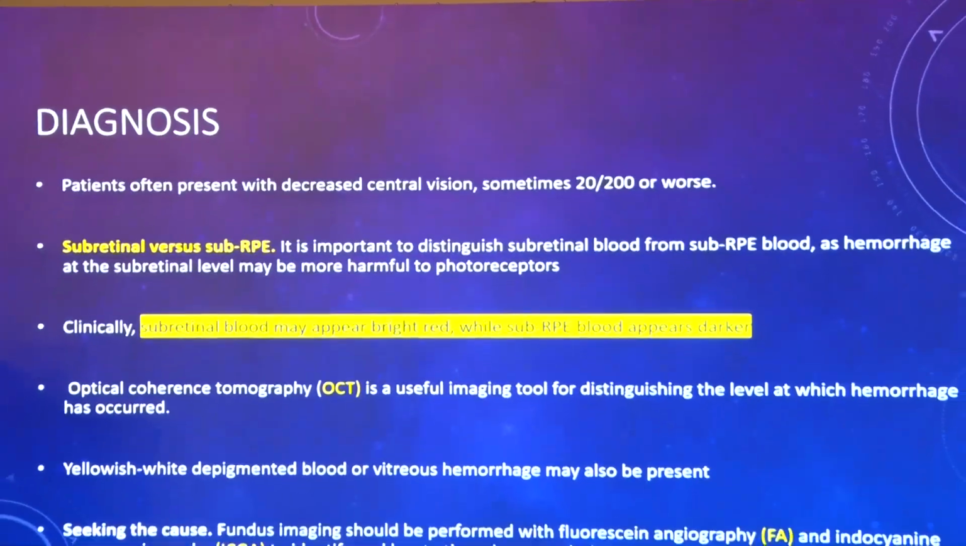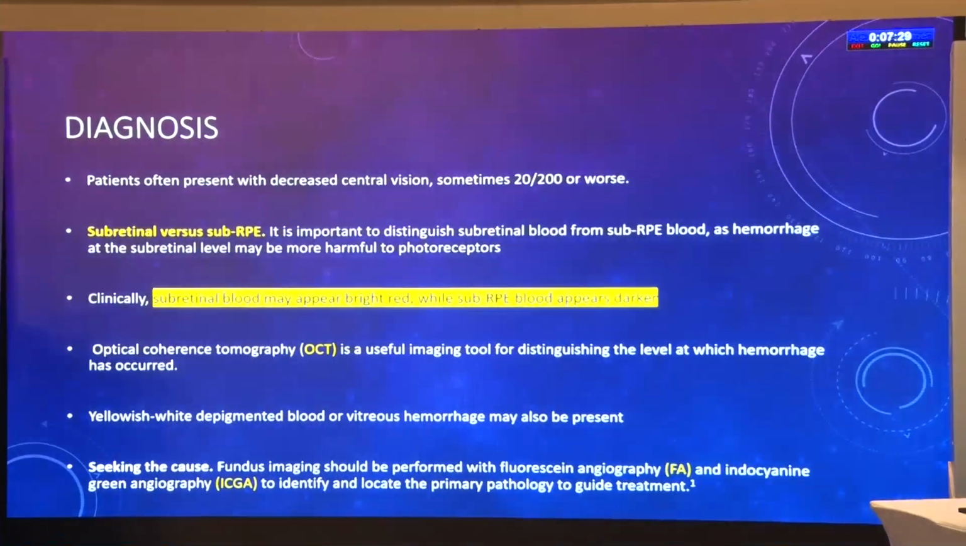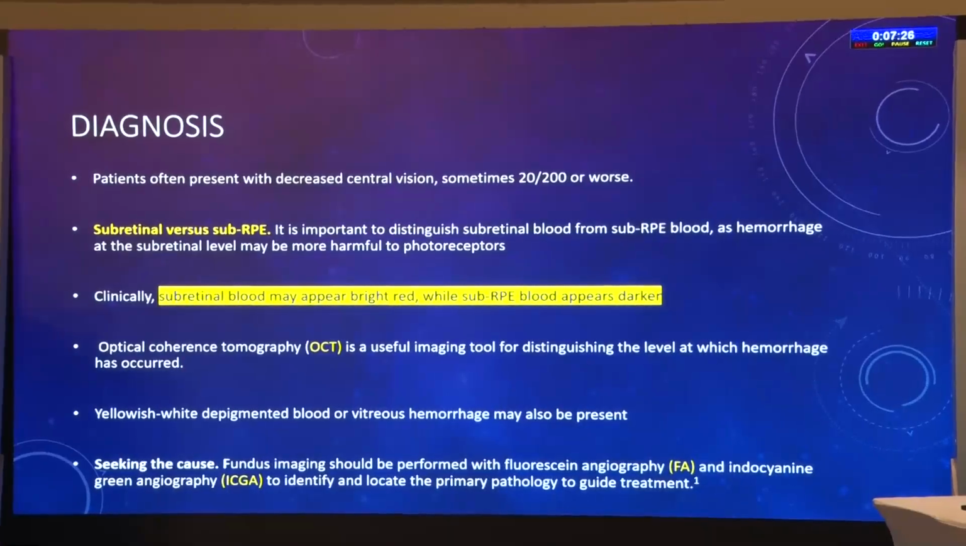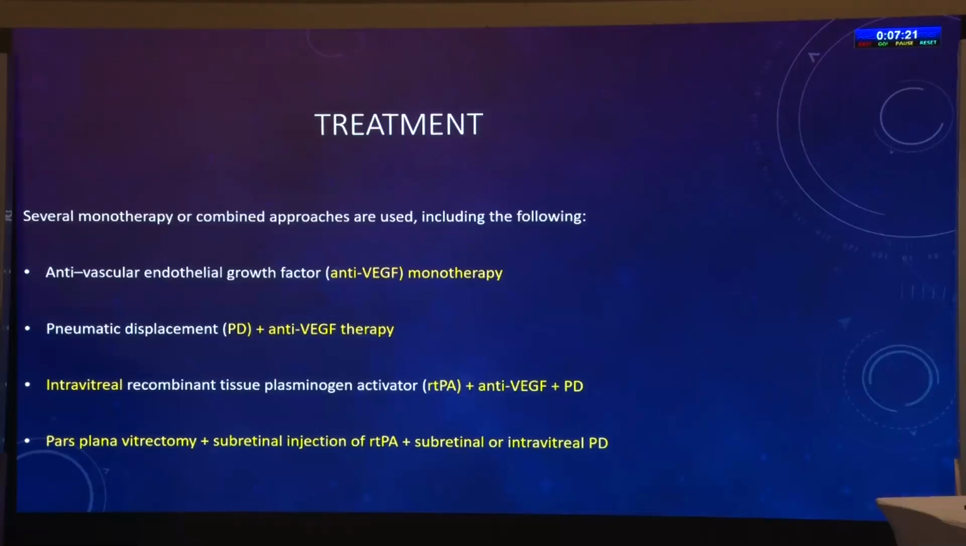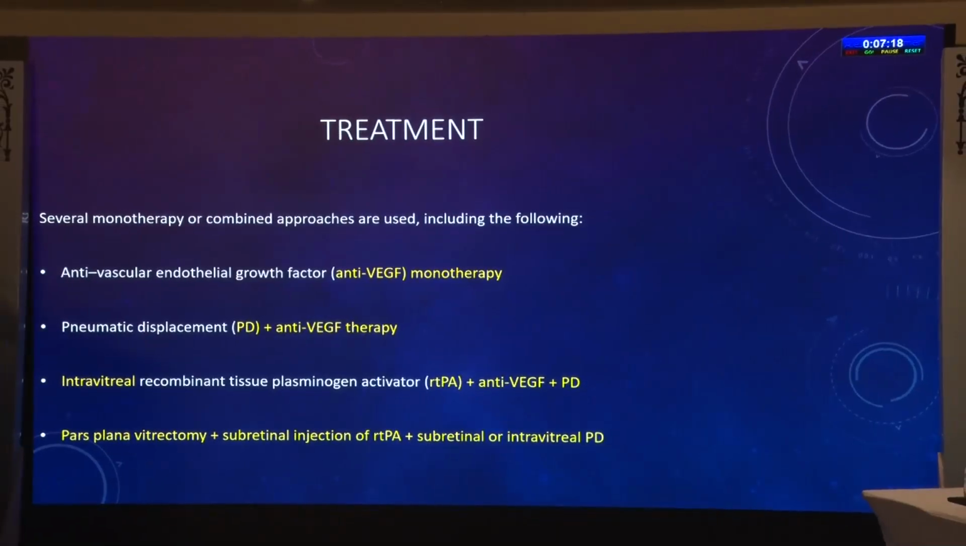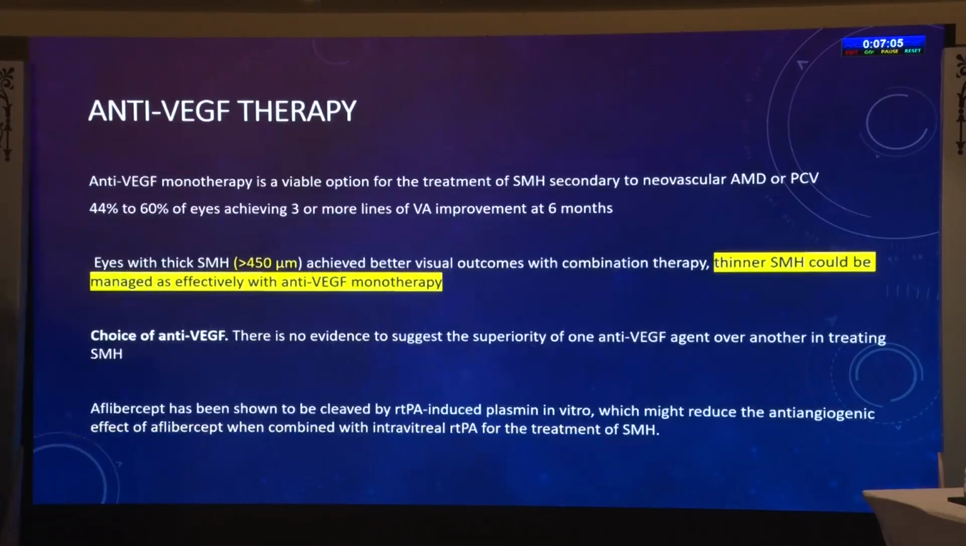We are all aware of the indication for this tPA, intravitreal or subretinal, that is submacular hemorrhage, and mostly it is PCV. What is important is we need to distinguish between the subretinal location or the sub-RPE location, because the treatment varies according to the location of the hemorrhage. Now, there are various modalities of treatment as mentioned by Vibhuti, like anti-VEGF, pneumatic displacement with anti-VEGF, intravitreal tPA with anti-VEGF and pneumatic displacement, and subretinal injection of tPA.